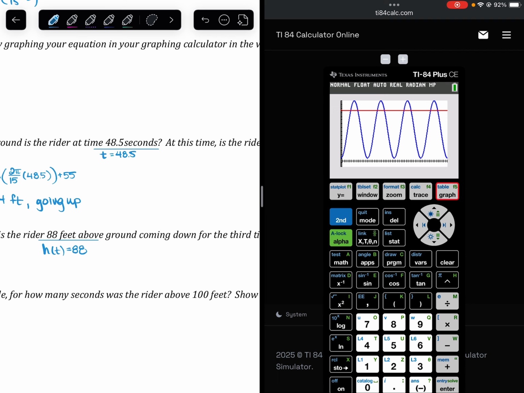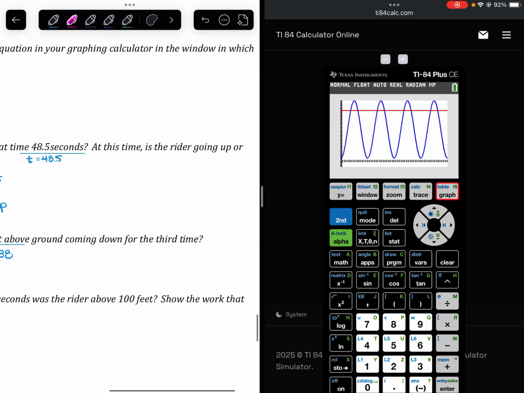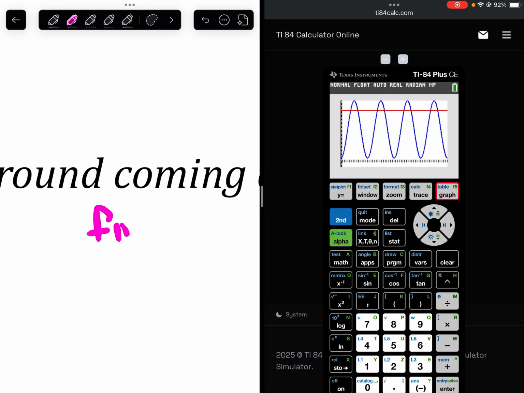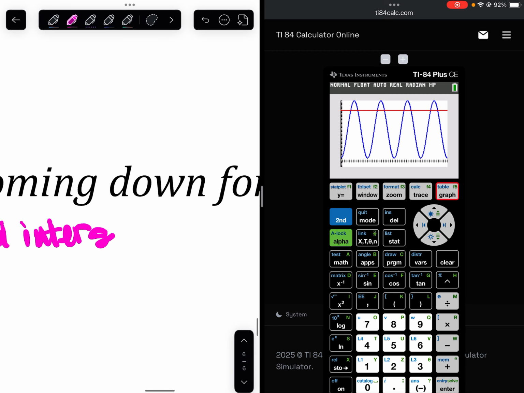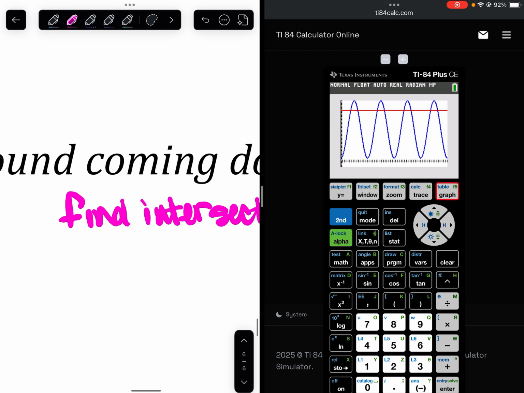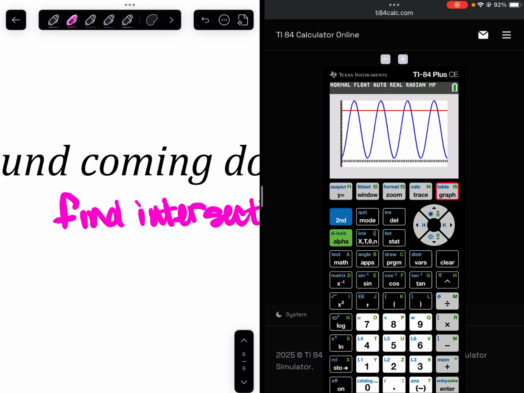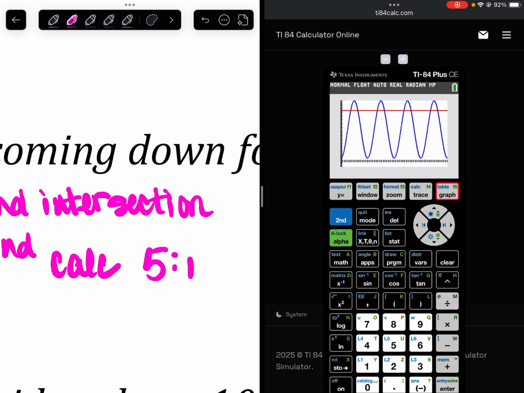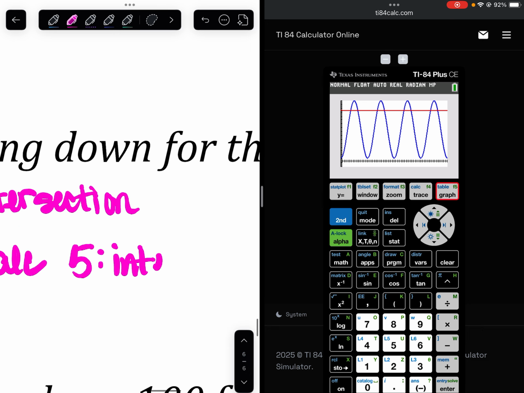So what we want to do is find the intersection. To find that intersection, we're going to hit second calc, and it's option 5, intersect. Just want to get it written down for you.